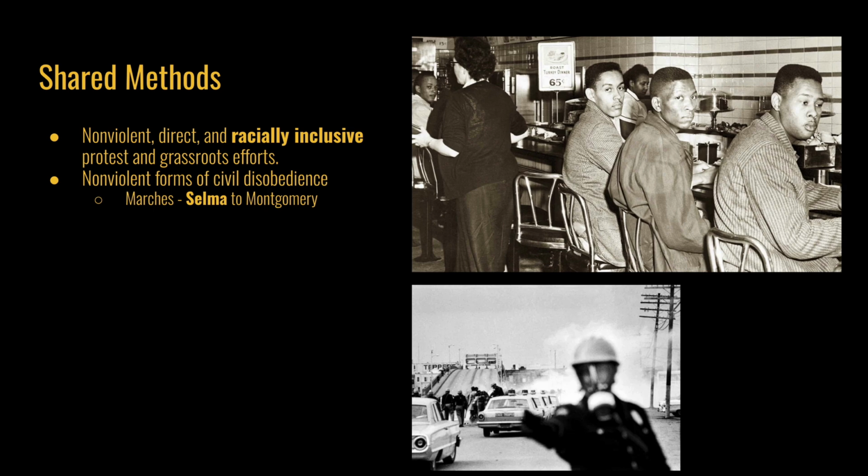One example of their nonviolent tactics was the Selma to Montgomery March, which was organized to advocate for greater access to voting in Alabama. Another example is the Greensboro sit-ins, initiated by the Greensboro Four.